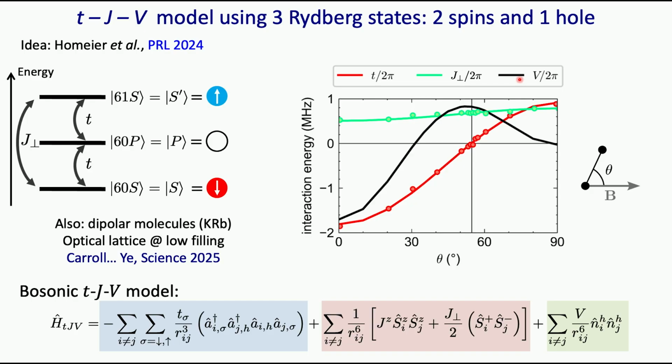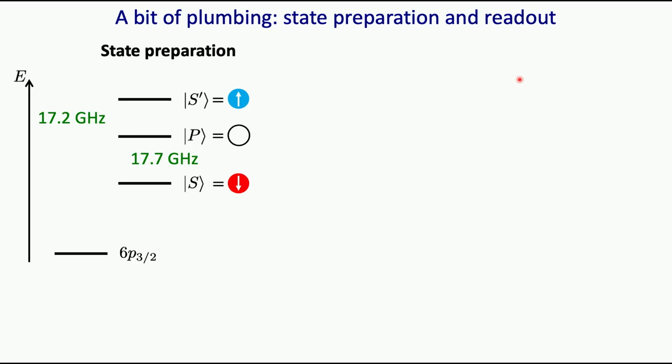Okay, and I should also mention that actually this kind of model has also been implemented with molecules precisely, but in their case they are at very low filling, so they could not explore the physics that we're going to look at. Okay, so as time moves on, let me just skip the plumbing. Essentially we just take a chain of atoms, in one dimension, a chain of 12 atoms, and we're going to change the angle of the chain with respect to the magnetic field in order to explore the various configurations for the ratios of T, J, and V.